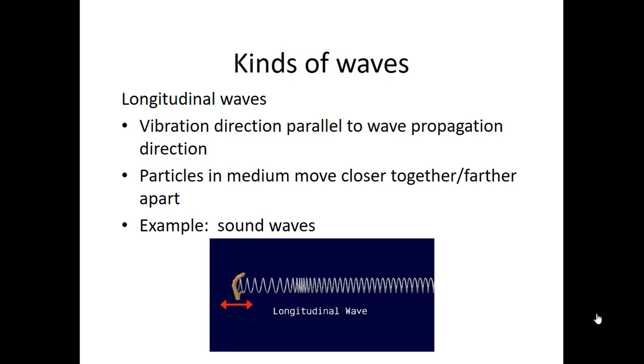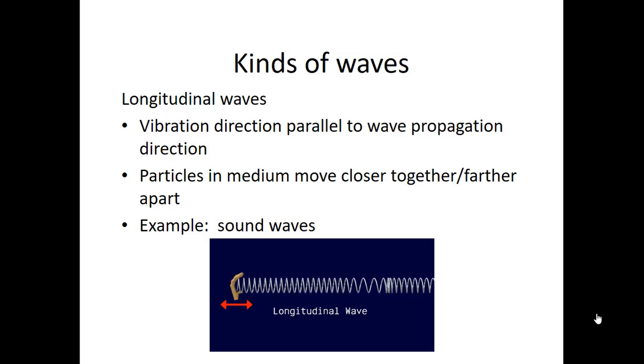There are three types of mechanical waves. The first one is a longitudinal wave. In a longitudinal wave, the vibration direction is parallel. So you can see in the picture below, the hand is moving parallel, or in the same direction as the spring, and you can see the wave move through the spring.